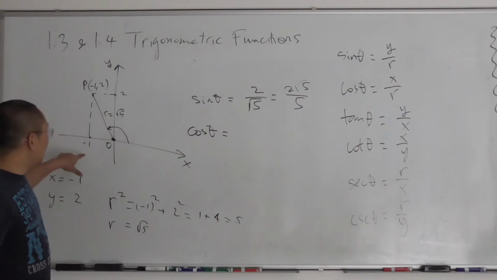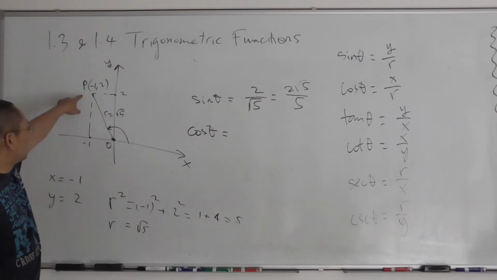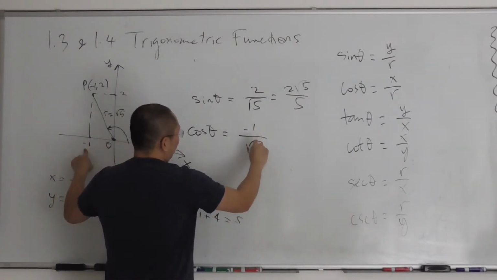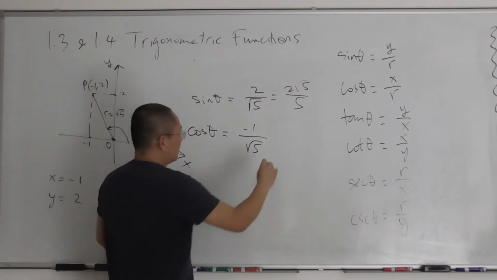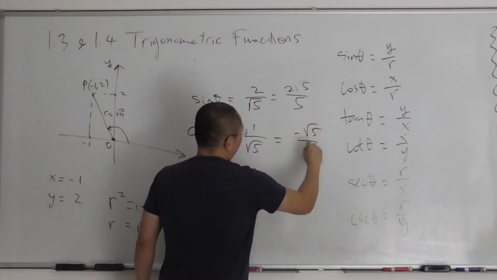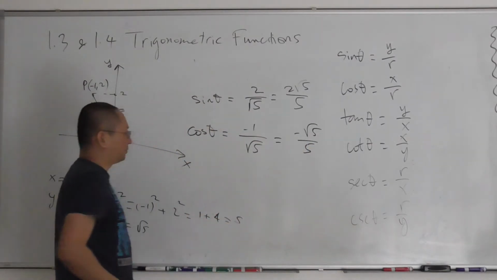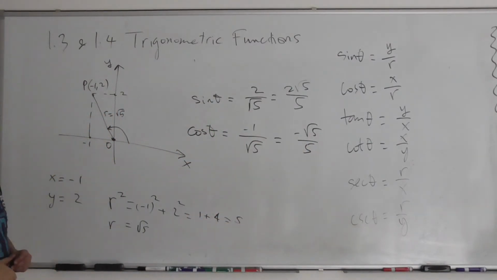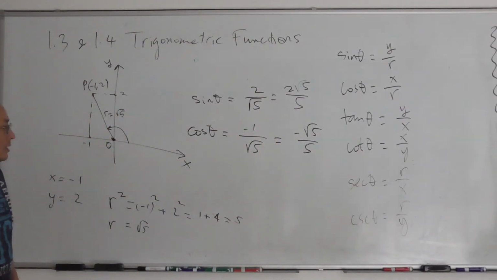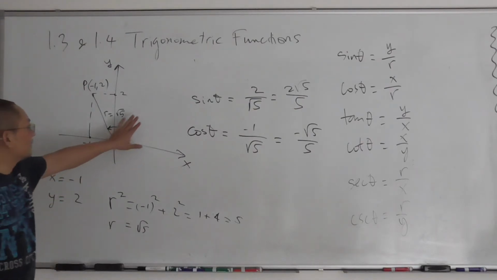And then cosine of theta is going to be x over r. Now, x is not a positive number anymore because the point P is on the second quadrant. So x is -1 over square root of 5. And again, you can either leave it this way or rationalize this. You got -√5 over 5. Okay? Similarly, you can calculate tangent, cotangent, secant, cosecant, apply those formulas.